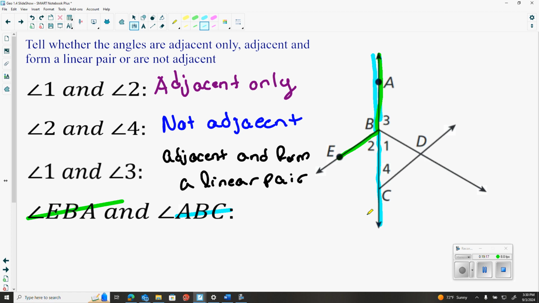All right, so do we have adjacency? Let's figure it out here. Do they share a common vertex? They do, which is right here. And they have a common side. So they are adjacent.